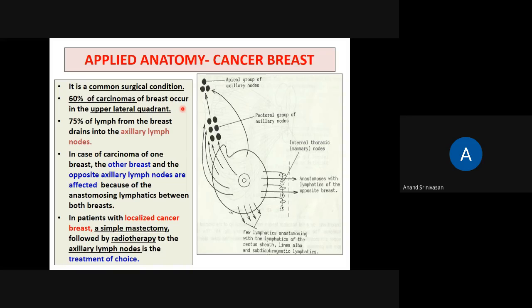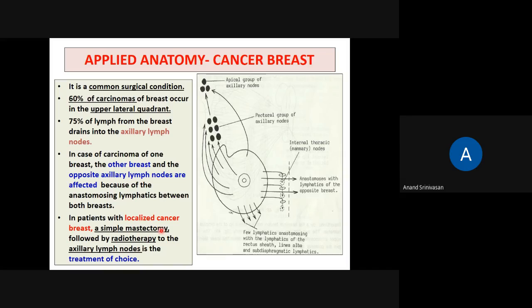Now regarding the clinical relevance, I have already told you the relevance then and there, so we will just revisit it again. Cancer of the breast is a very common surgical condition, and 60% of the cancers are usually in the upper lateral quadrant. You know that it can involve the axillary group of lymph nodes. Examine the other breast too, because the lymphatic drainage can go to the other side breast as well. What happens in case there is a cancer? What is the surgery?